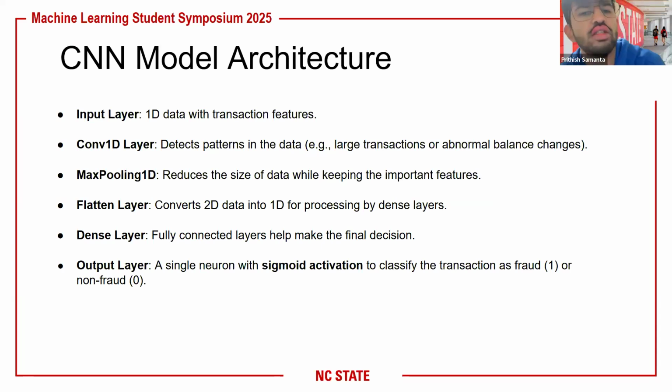The CNN model consists of several layers: input layer, convolution 1D layer, max pooling 1D, flattened layer, dense layer, and output layer. The convolution 1D layer detects patterns in the data, which are like unusual transactions. The max pooling layer reduces the size of data while retaining the important features, and the flattened layer converts the data to a one-dimensional array while the dense layer fully connects the layers that makes the final decision.